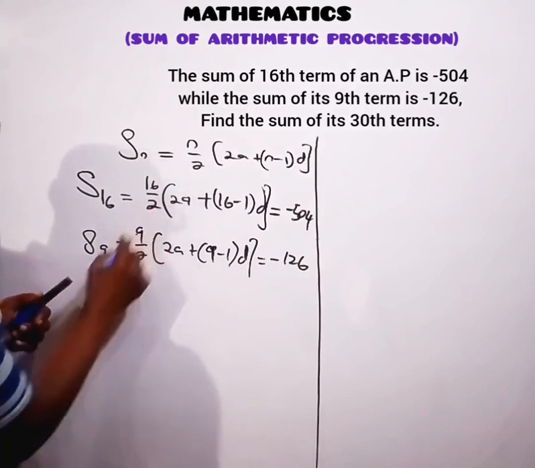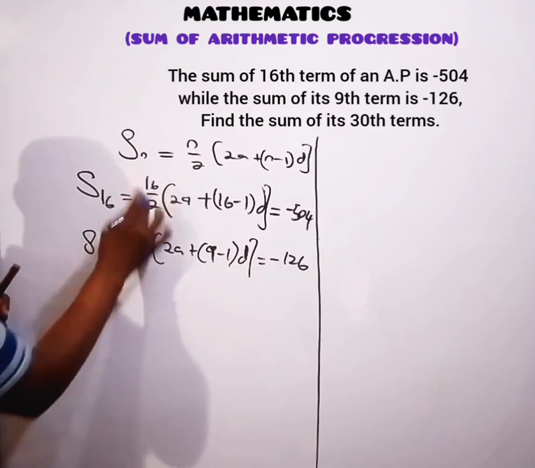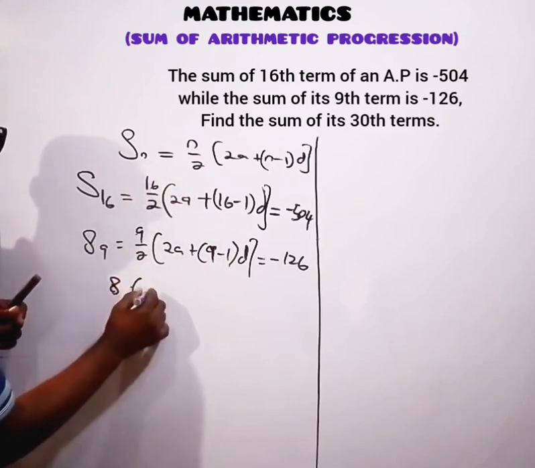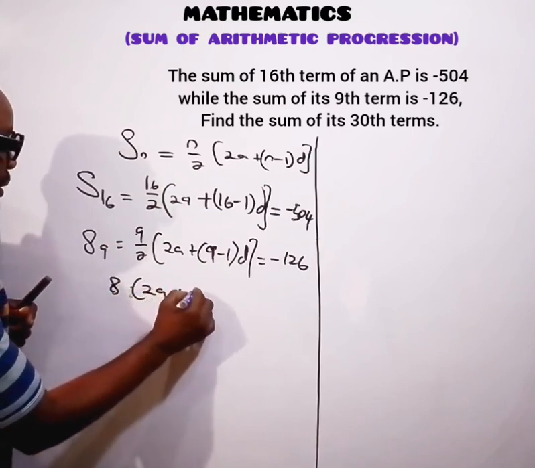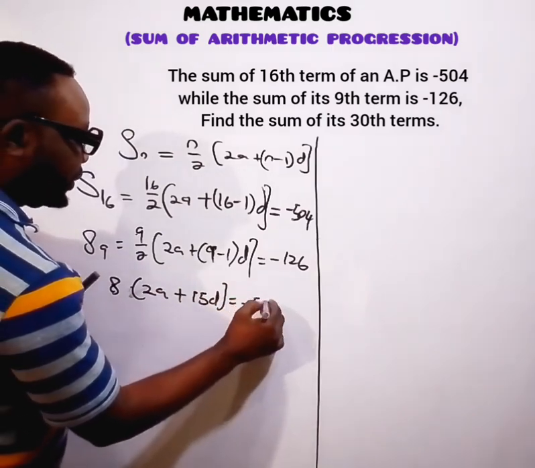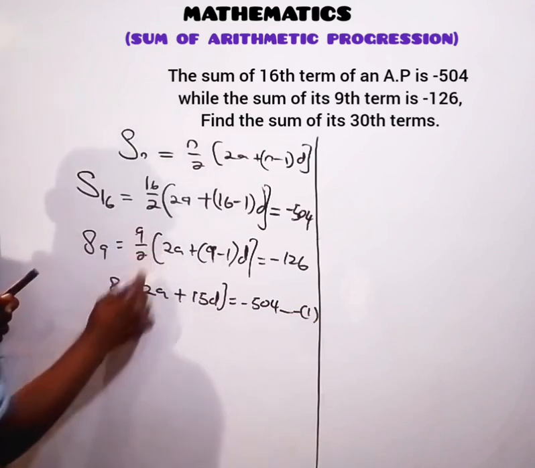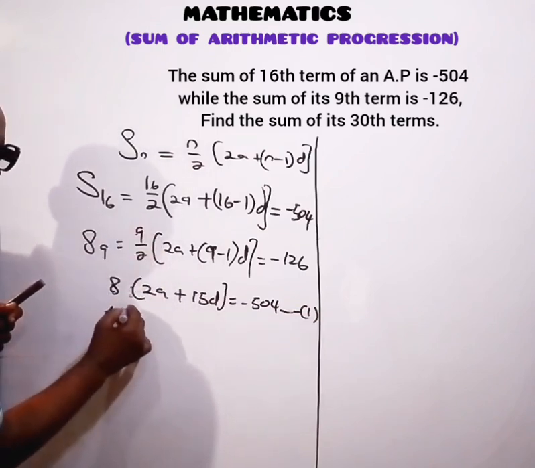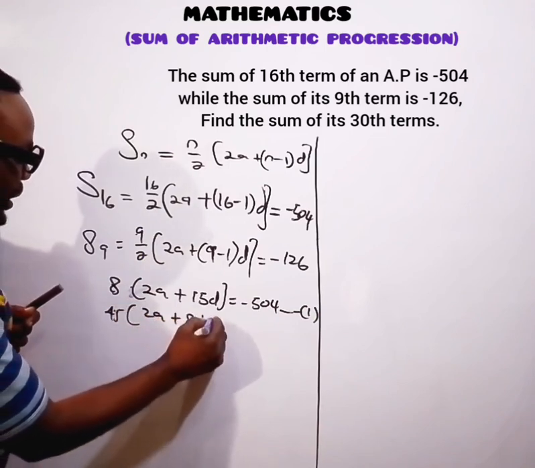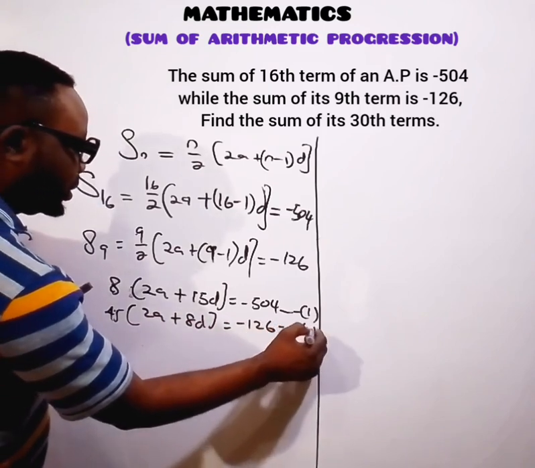So I can now bring this equation out separately. 16 divided by 2, that's 8, so 8 times the bracket of 2a plus 15d is equal to minus 504. We call this equation 1. We also have 4.5, because when you divide 9 by 2, you get 4.5, times 2a plus 8d is equal to minus 126. We call this equation 2.